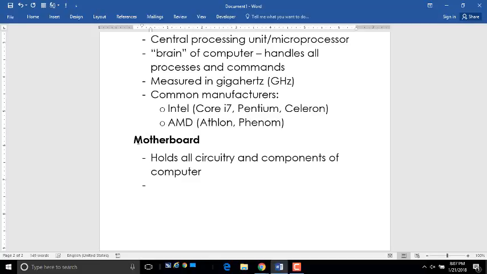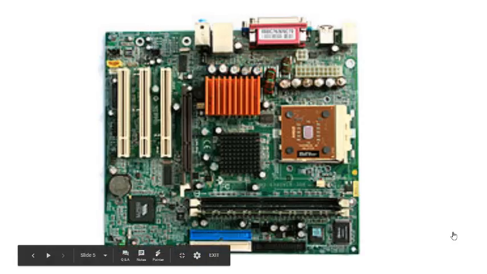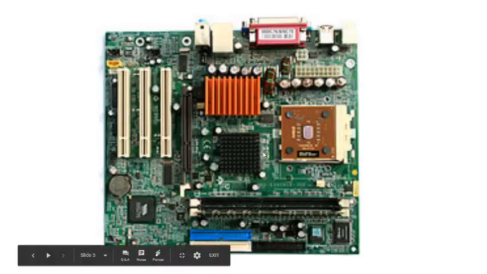And I'm going to pause for a second here so I can show you what a motherboard looks like. Okay, so this isn't really anything special, but this is an example of what a motherboard would look like. This is what would be inside the tower of your desktop computer. A laptop computer would also have a motherboard, although everything would be more condensed to fit inside a laptop. But you can see spots where cards snap in.